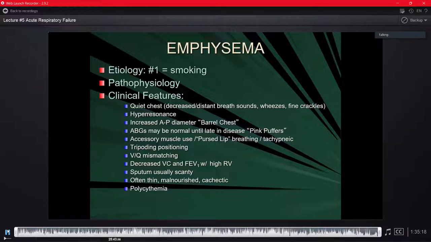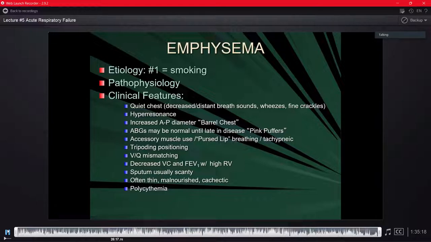ABGs typically are normal in the early stages, but when we get into moderate and severe cases, that's when we start seeing those ABG abnormalities, retention of CO2 and lack of O2, and we'll talk about that more. Accessory muscle use, pursed-lip breathing, they're tachypneic. They sit in that tripod position because, man, does it help, and I'll explain that in a second. We have VQ mismatching, decreased volumes and expiratory volumes with air retention. So we can get air in. We can't get it back out very well, and for that reason, people automatically extend their exhalation period slightly.